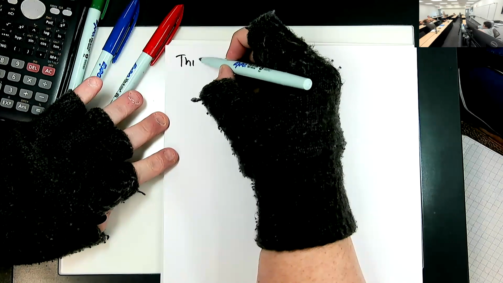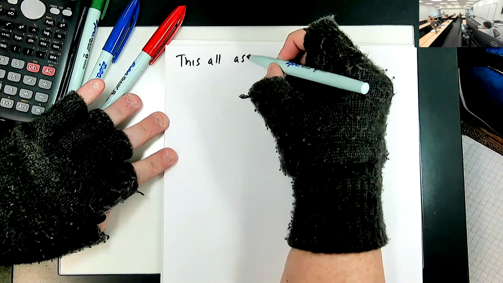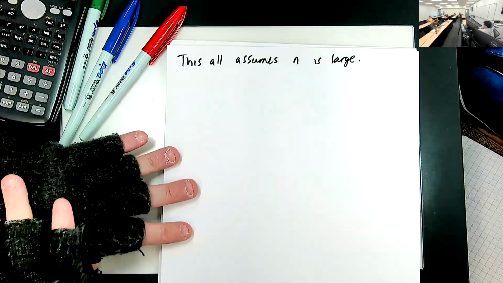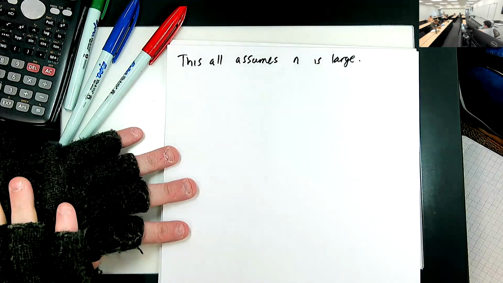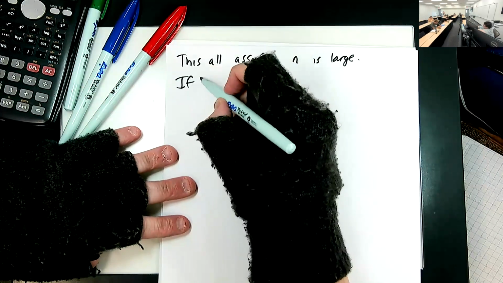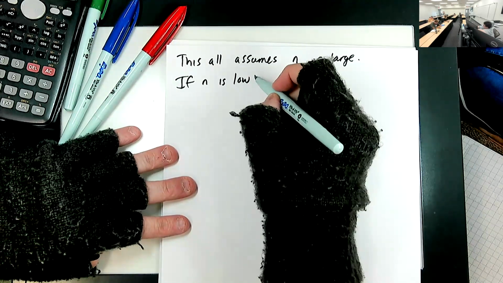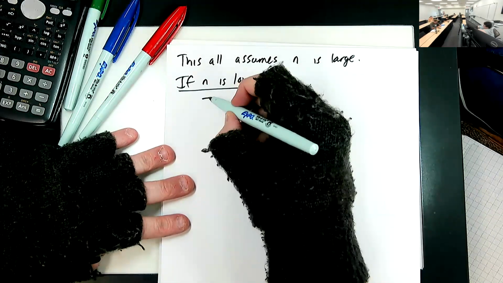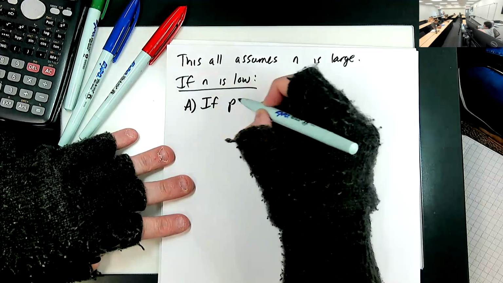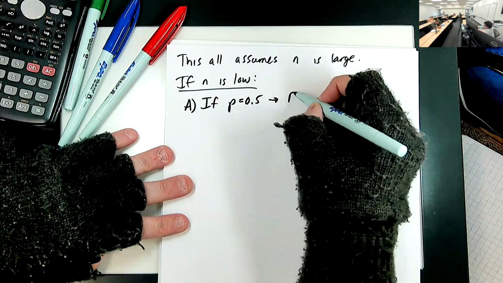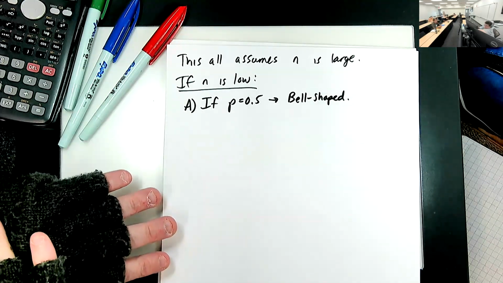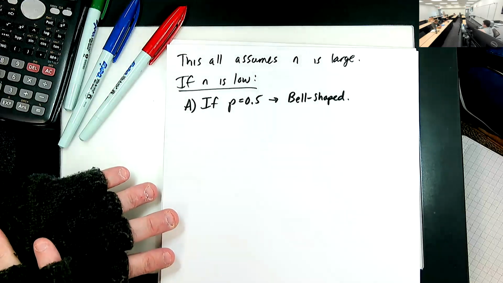So this is all assuming n is large. This all assumes n is large. If n is low, there are three outcomes. If p is exactly 0.5, this is bell-shaped. It's a bell-shaped curve. And I'll show you this on StatCrunch. We can do this on StatCrunch in a second.